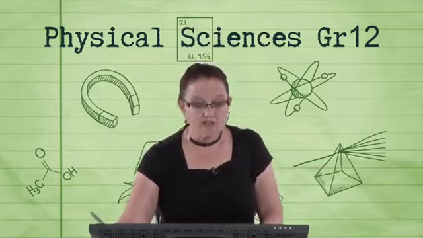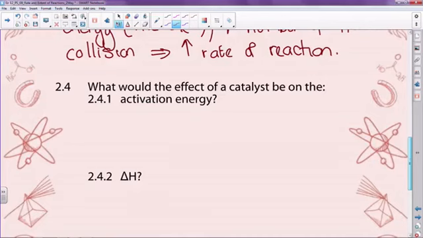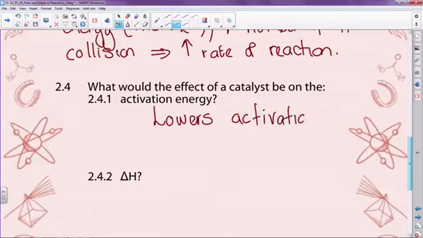Now, what would the effect of a catalyst be on the activation energy? They're asking you simply to say increase, decrease, or remains the same. They do not want an explanation. It does not say explain the effect, it says, what is the effect? Well, what does a catalyst do to the activation energy? It lowers the activation energy. Always, for what we do.